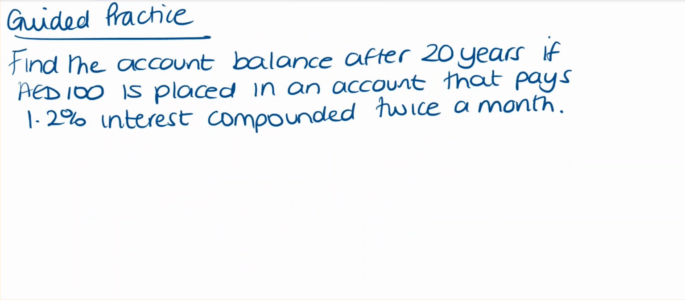Okay, so a guided practice question for you. Find the account balance after 20 years if 100 dirhams is placed in an account that pays 1.2% interest, compounded twice monthly. So have a look at the question, pause the video. When you're ready for the answer, press play.